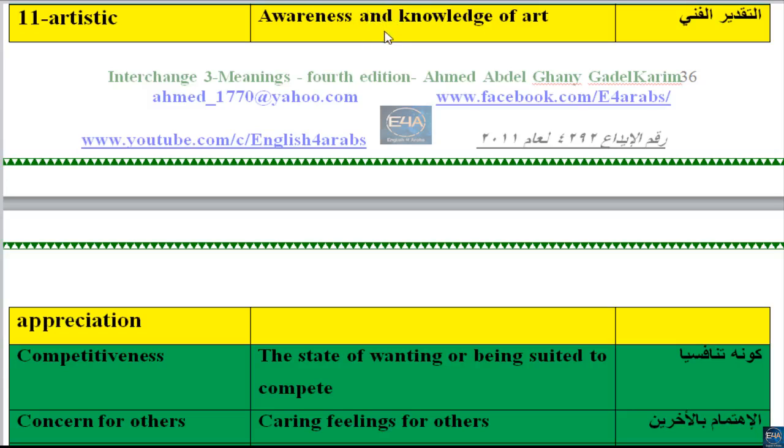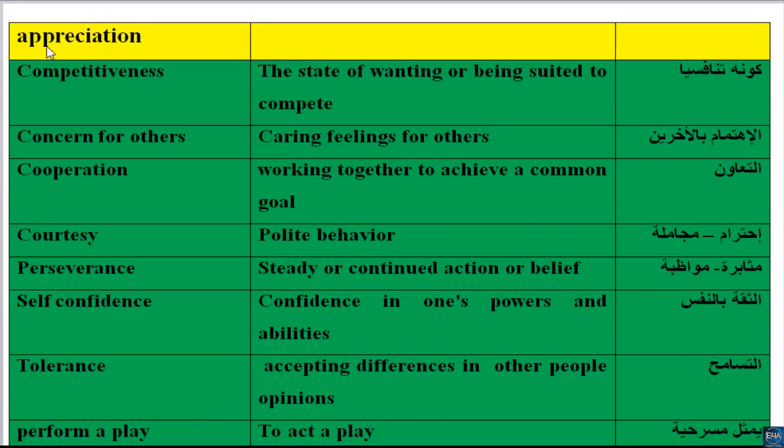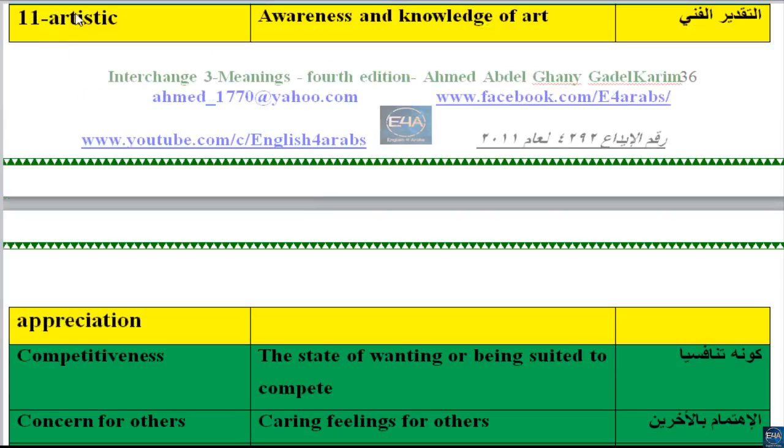And British, American, N and D silent. Awareness and knowledge of art. Of, O-F, V. Of art. Artistic, awareness and knowledge of art. Appreciation. This is of course artistic appreciation, awareness and knowledge of art.